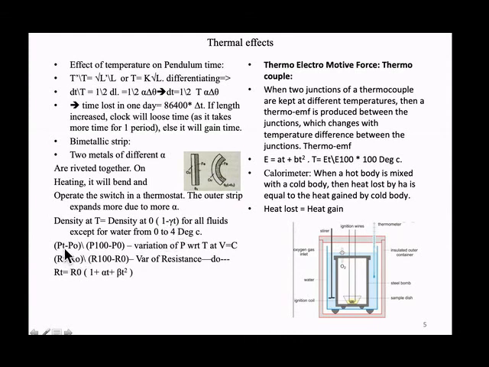So similarly, for pressure, (Pt minus P0) by (P100 minus P0), we give a pressure scale to read the temperature. Similarly, (RT minus R0) divided by (R100 minus R0) will give resistance variation with respect to temperature. RT is equal to R0 into (1 plus alpha t plus beta t square), where alpha and beta are constants. So these are various relations by which we can measure temperature using various parameters.